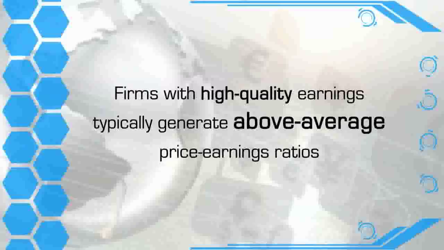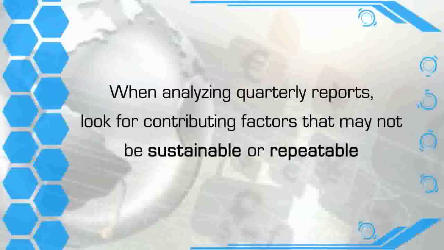So how do you identify quality earnings? When analyzing quarterly reports, look for the contributing factors that may not be sustainable or repeatable. For example, did the great earnings come from the sale of an investment or sale of some unproductive asset? Did the earnings come from a one-time or fortuitous event that would most likely not be repeated? These and other questions will provide you insight into whether these earnings represent sustainable operations that will continue to produce strong earnings.